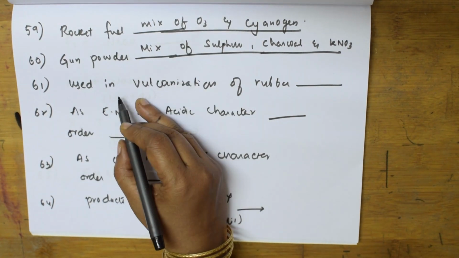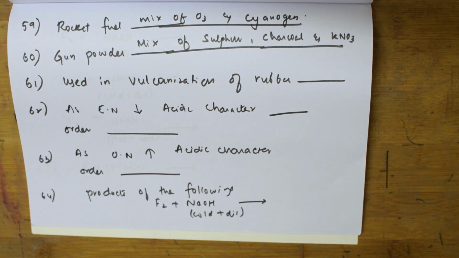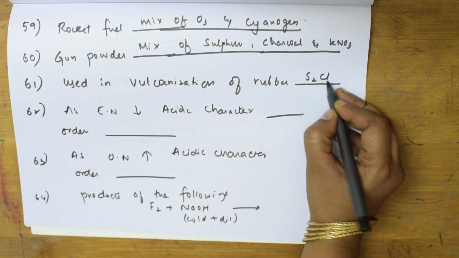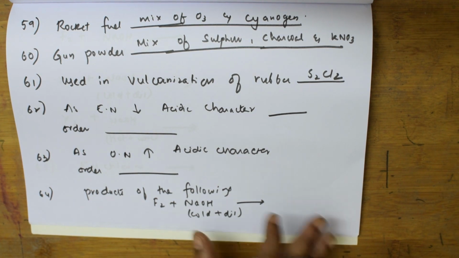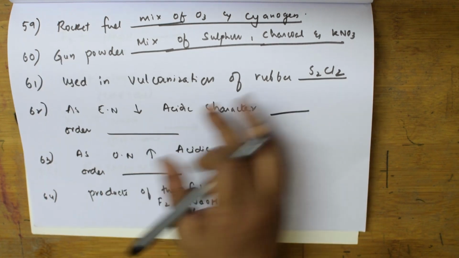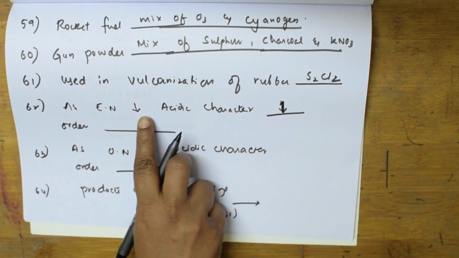Next question: used in vulcanization of rubber. In vulcanization of rubber we use sulfur bridges, which strengthen it. Basically, 4% sulfur is very important. It is S2Cl2, used in vulcanization of rubber to increase its strength. Now, next question: as electronegativity decreases, what will happen to the acidic character? Remember, as electronegativity decreases, acidic character also decreases.